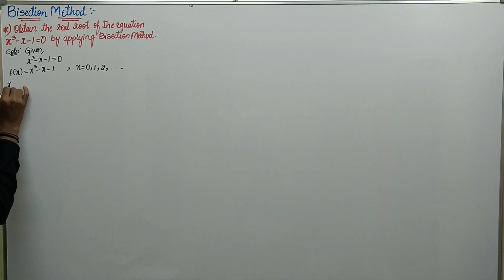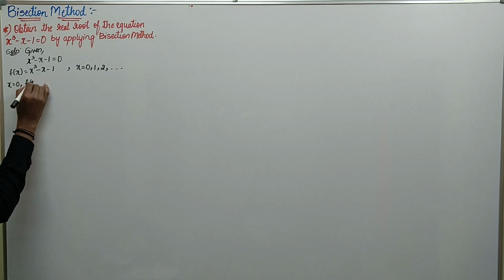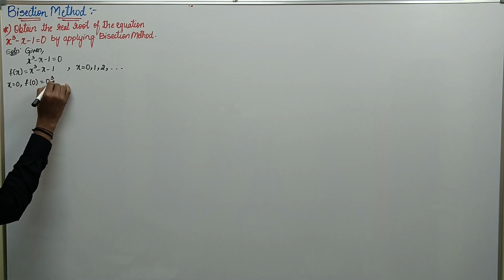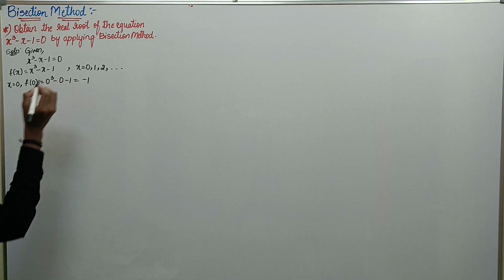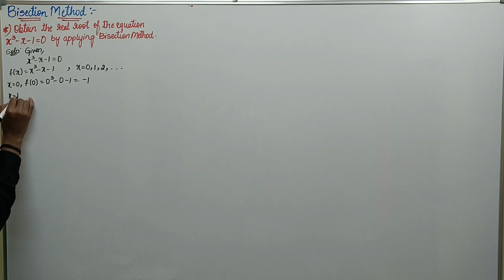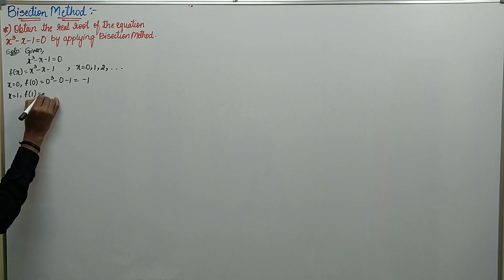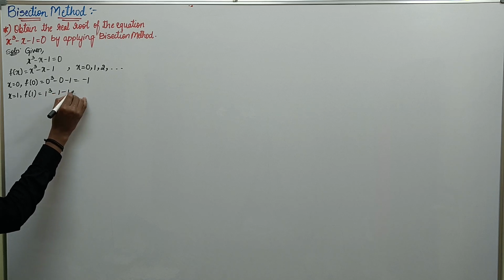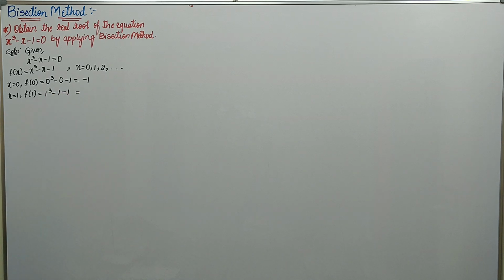If you give x equal to 0, f of 0 is equal to 0 cube minus 0 minus 1, equal to minus 1. Now x equal to 1, f of 1 is equal to 1 cube minus 1 minus 1. Similarly, use the calculator to find the solution. How? I am going to show you.